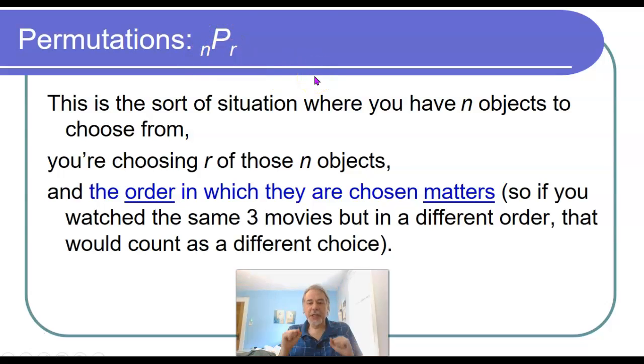So the big P in the middle stands for permutations. And then you have these subscript numbers on either side of the P. The number that comes first is how many choices you have to choose from. That's usually the bigger number. And the second number after the P is how many of those you're actually selecting. So the situation we were talking about here would have been 5P3. The number of ways to pick 3 out of 5 movies. 5 to choose from, and you're picking 3 of those 5.